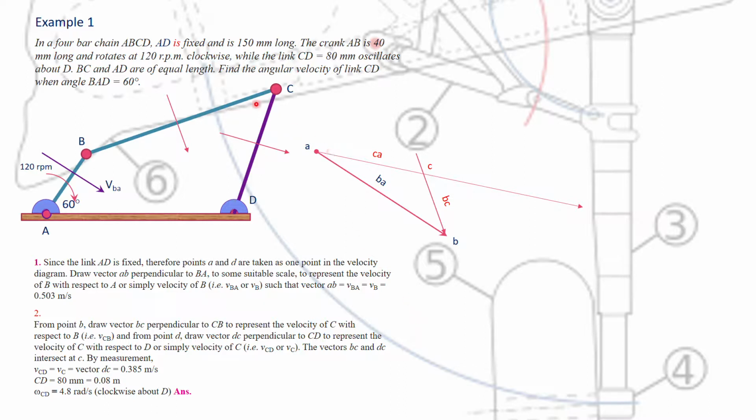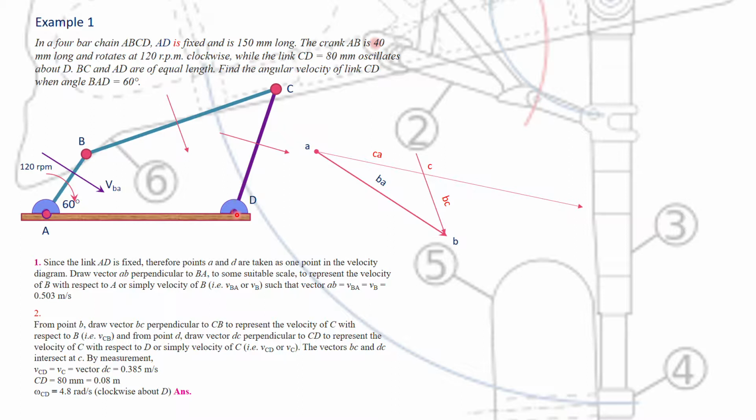Okay, so this is one of the examples. In a 4-bar chain ABCD, AD is fixed and is 150 mm long. AD is fixed. That means both the points A and D are fixed. The length from A to D is 150 mm. So you can use a scale of 1 cm to 25 mm. So if you fix it at 25 mm, this would be 6 cm. Am I right? So 6 cm long from A to D. So you can fix both the points A and D. This is your space diagram.